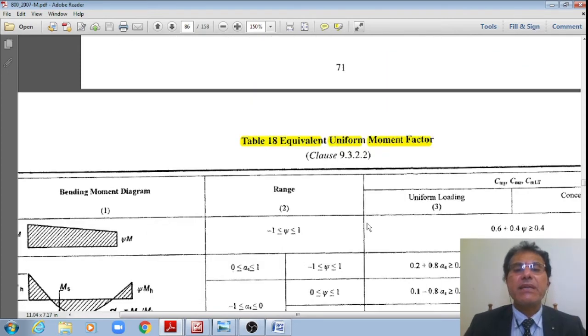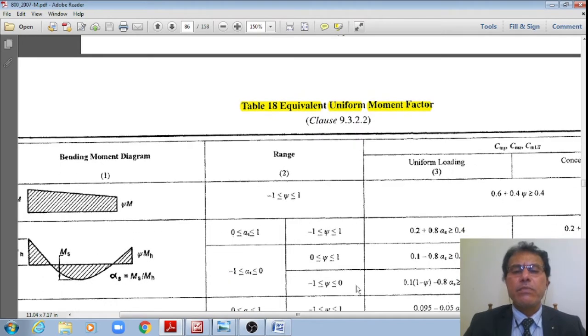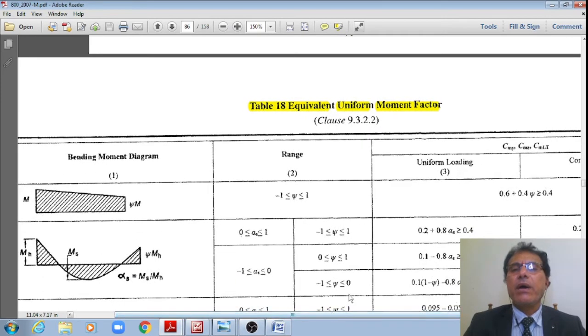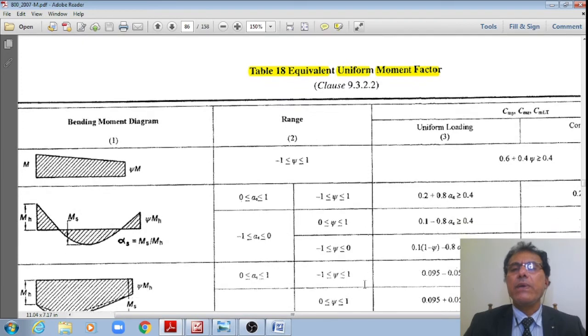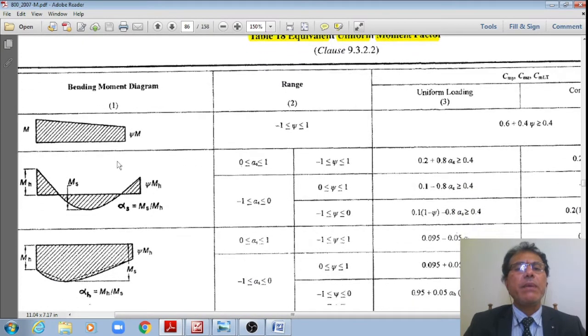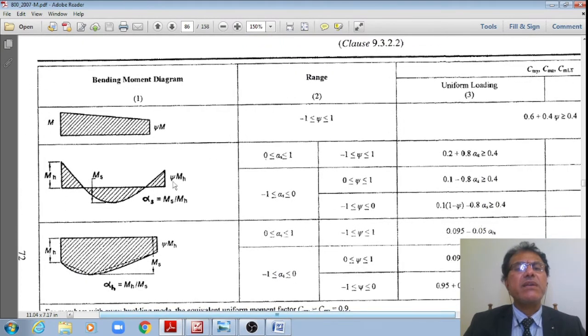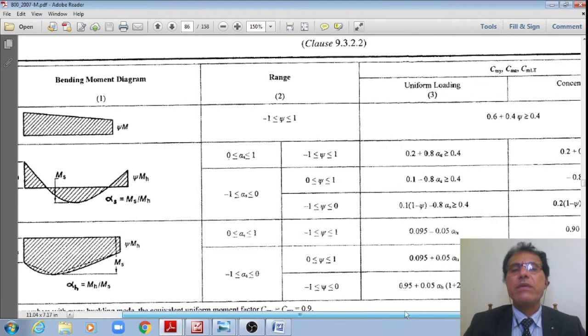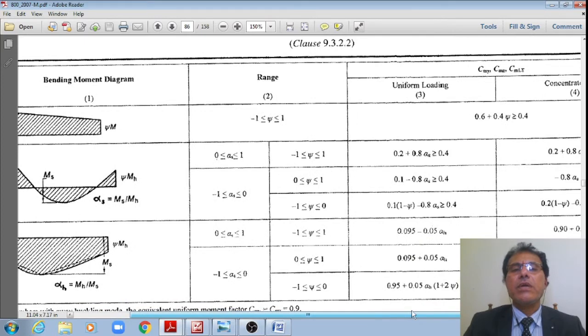As per Table 18, this table shows the equivalent uniform moment factor for bending moment. If the bending moment diagram is varying from M to psi M, then the range where psi is greater than or equal to 1 and less than or equal to minus 1, and greater than or equal to minus 1 and less than or equal to 1.